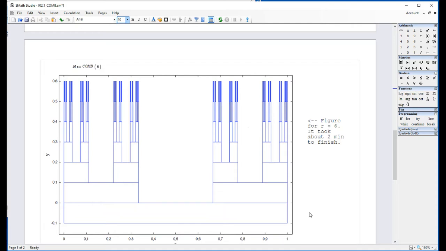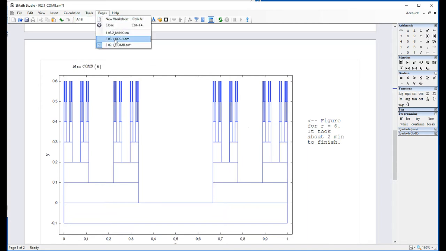And so that's how you get to produce this so-called Cantor's comb. There is self-similarity in the sense that the middle part being removed, we get to smaller and smaller scales. So it is a fractal object that we are producing right here.